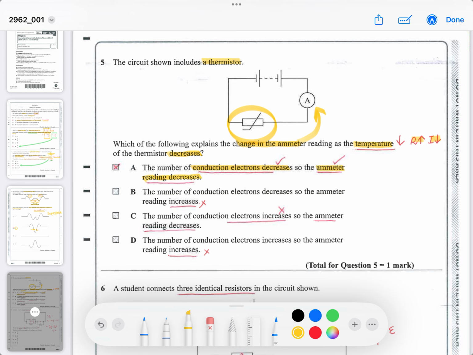If you want to read through the other ones, you can see where I've put an X, why it's wrong. We know the ammeter isn't going to increase, so that's wrong. We know the electrons aren't going to increase, the conduction electrons will decrease. So you're looking for conduction electrons decreasing. Again, here they got conduction electrons increasing. So the only one with the 2 ticks is A.